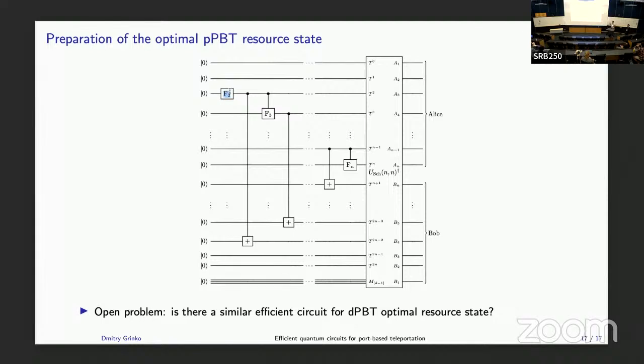Unfortunately, for DPBT, we don't know any exact formulas for the amplitudes of optimal states. We only know that there exists an optimization problem, which is quite non-trivial, and you need to solve it numerically, and this will spit out some numbers for you. So we don't really know if the ratios of those amplitudes are efficiently calculable.